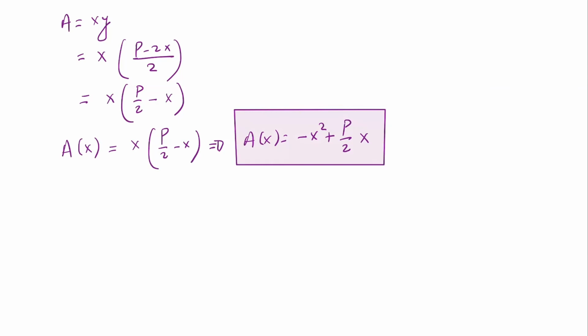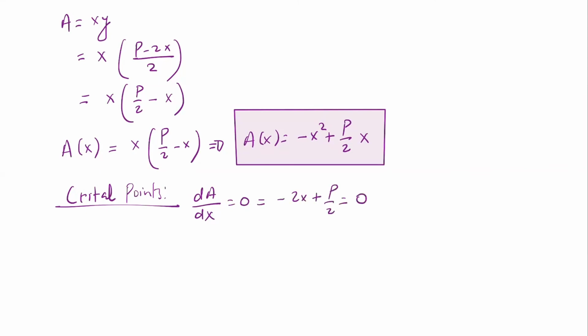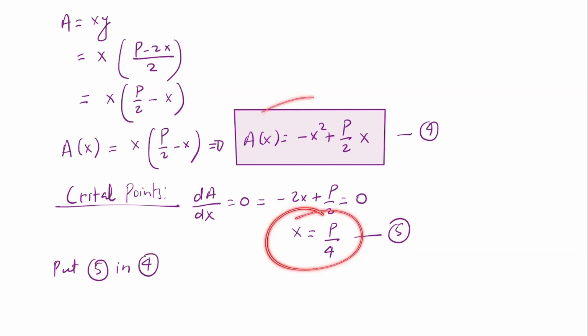Okay, fine. So how do you find the critical points? Well, we can equate the first derivative to 0, which is negative 2x plus p over 2 equals 0. Solving this, we get x equals p over 4. Let's call the area equation number 4, and this is 5. Okay, so if we put 5 in 4, that means put this value in this equation.